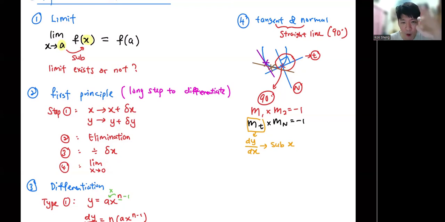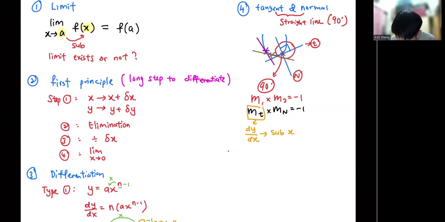So this one I have to be careful about, the gradient, because the gradient is a bit confusing. Okay, still good. One more.